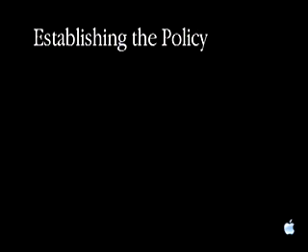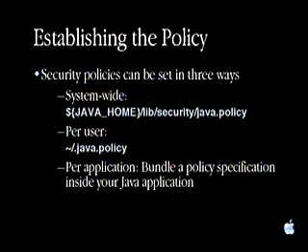So there are a number of ways you establish the policy on OS X. You can do it any of these three ways and in any combination. There's the system-wide policy, which I just showed you in the last demo. That's stored in the Java home directory, /Library/Java/Home, and then you continue on through lib/security/java.policy. That's where that file lives.